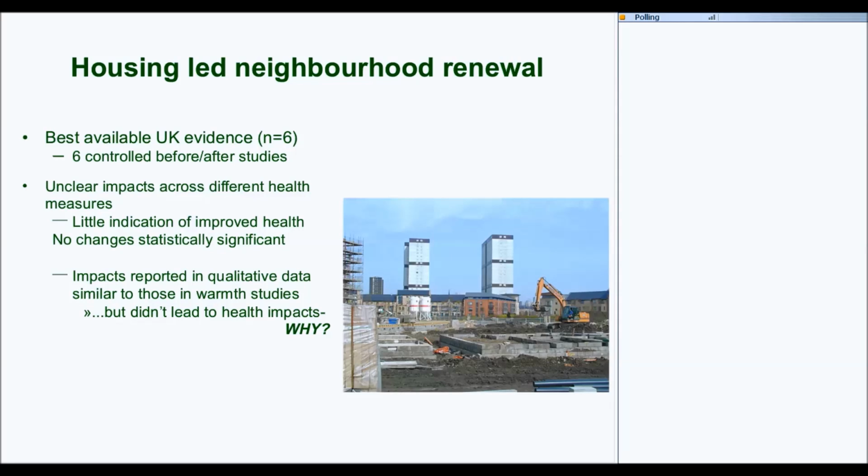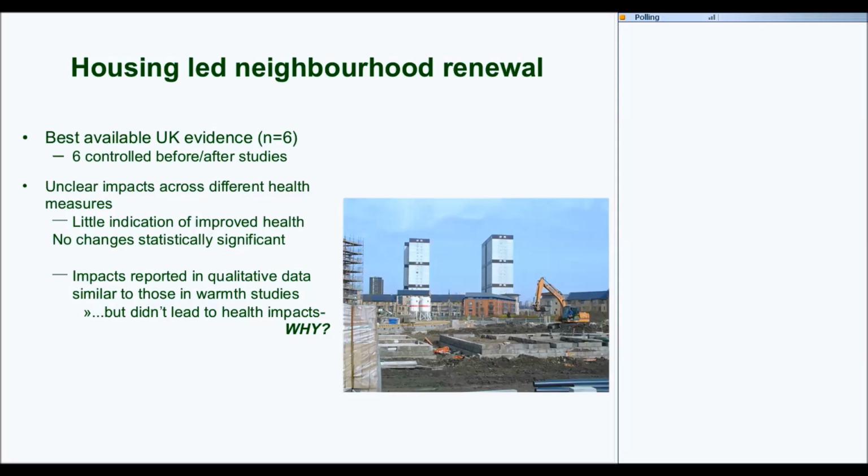So if we look at the studies that looked at housing-led neighbourhood renewal, all the studies were from the UK, and there were 6 of what we would call best available evidence. So these are studies that we considered to have a level of bias that we still thought was able to draw conclusions on, and we treated it as the best available evidence.